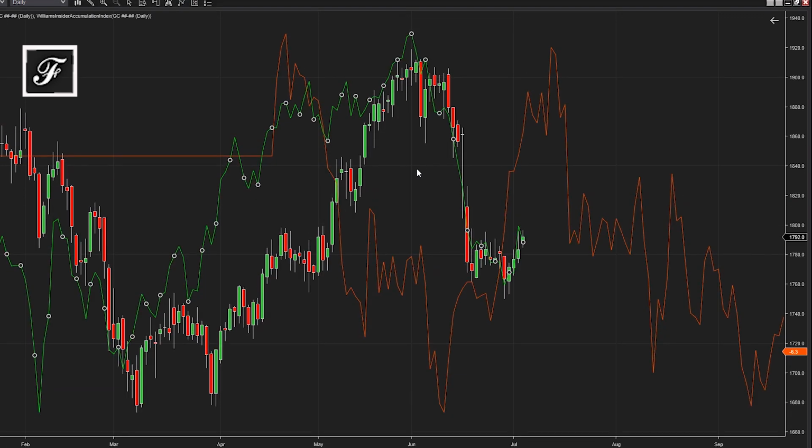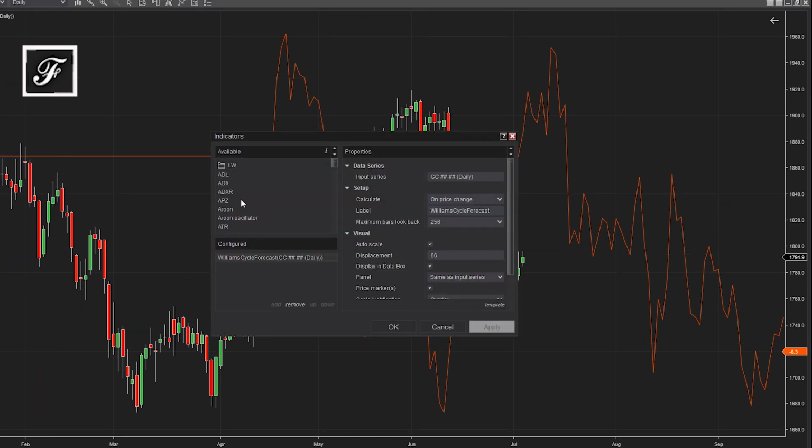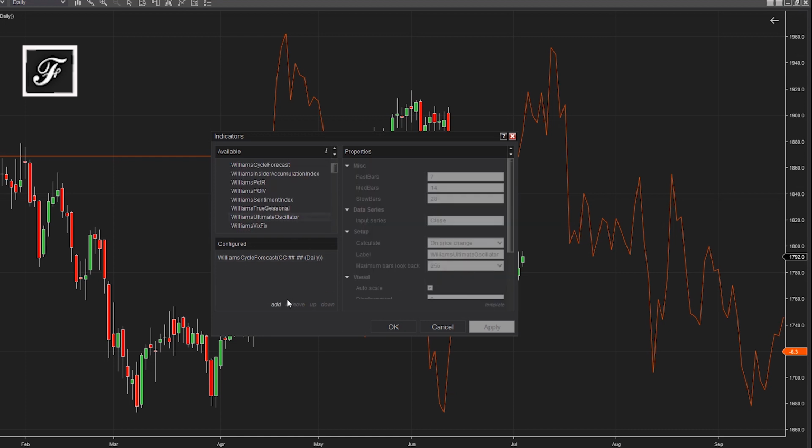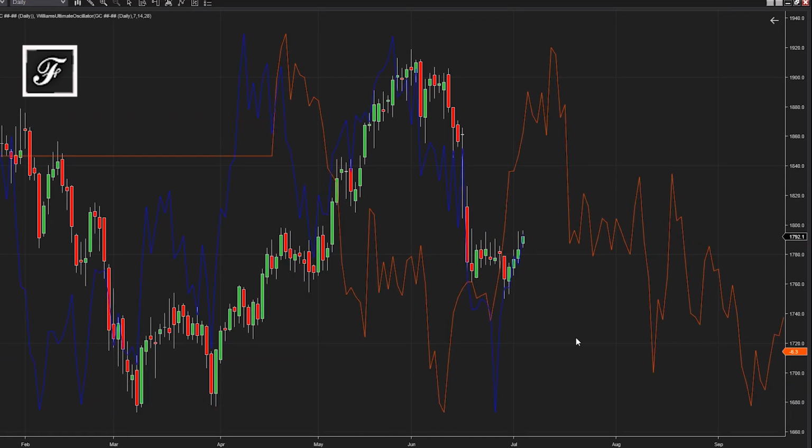I guess there is no accumulation. It's neutral, but given enough time, something like 2 weeks or so, we can see some signal actually from insider accumulation. And ultimate oscillator. Is neutral as well.